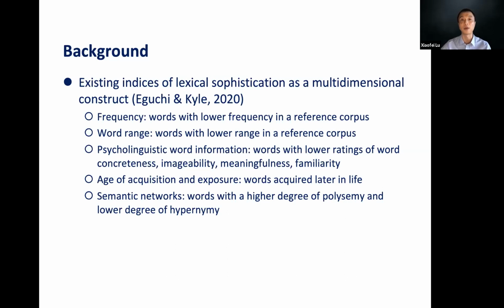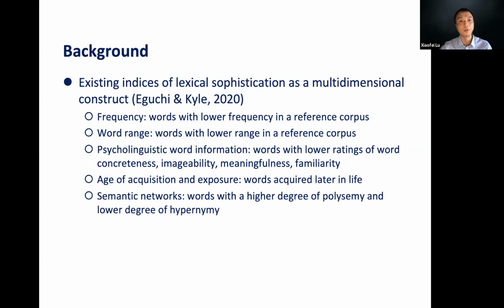This means if you look at the range of registers, for example, or the number of different texts in which words occur, the more widespread a word is, the easier it is, because you encounter it all the time. If it only occurs in a limited range of texts or domains, then it may be more sophisticated.